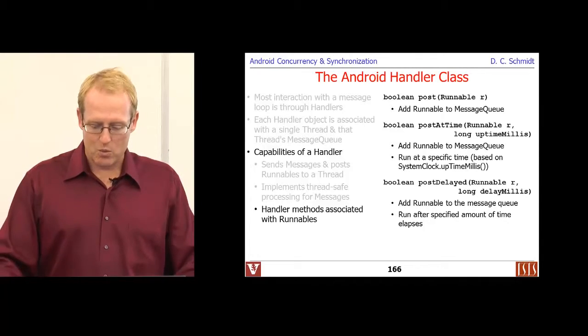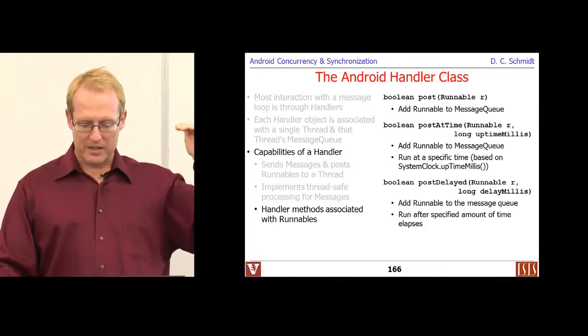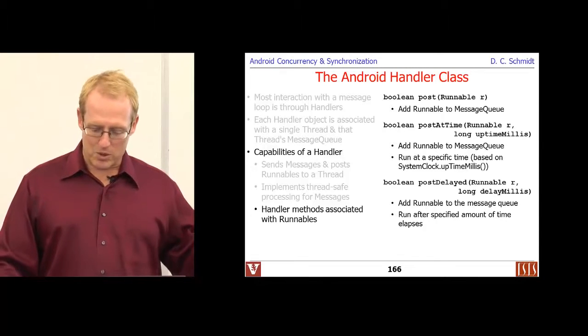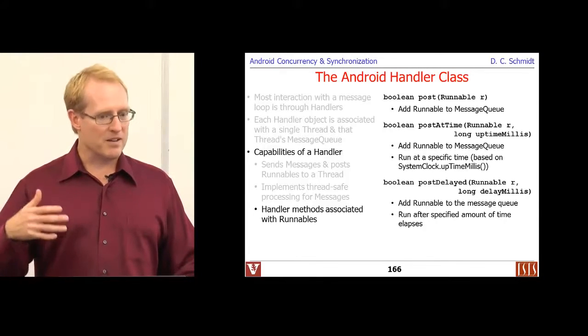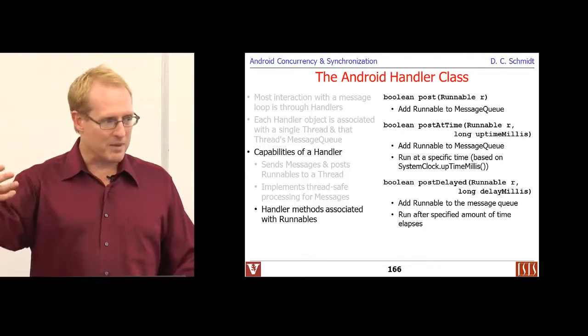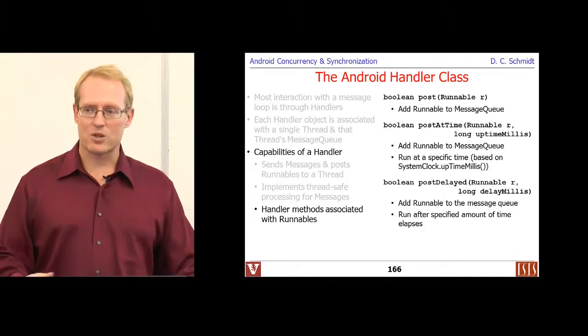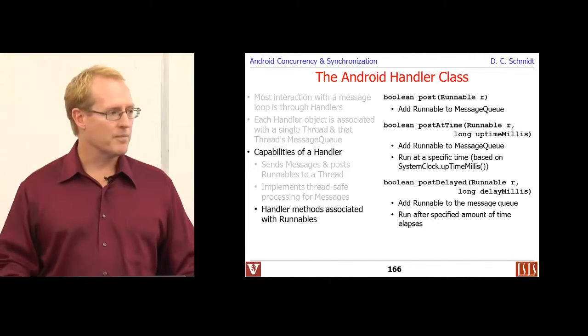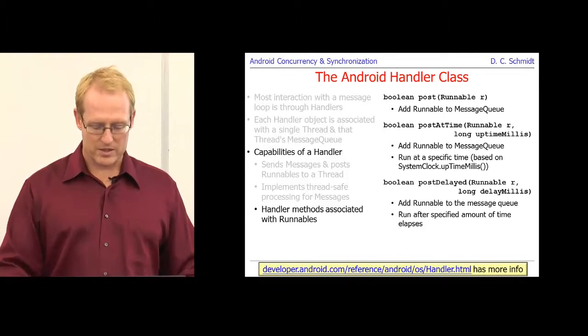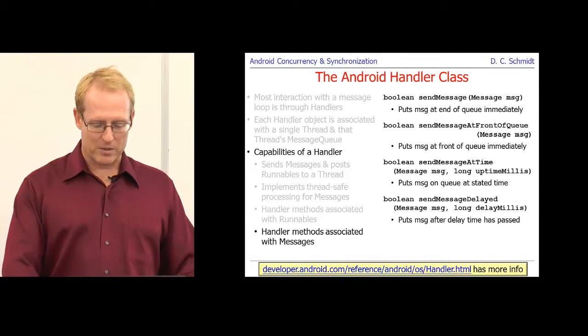Post at time will run at a specific time in the future, and post delayed runs after a specific amount of time elapses. So the main difference there is sort of absolute time versus relative time, and the different ways to control those things. Again, more information available there.